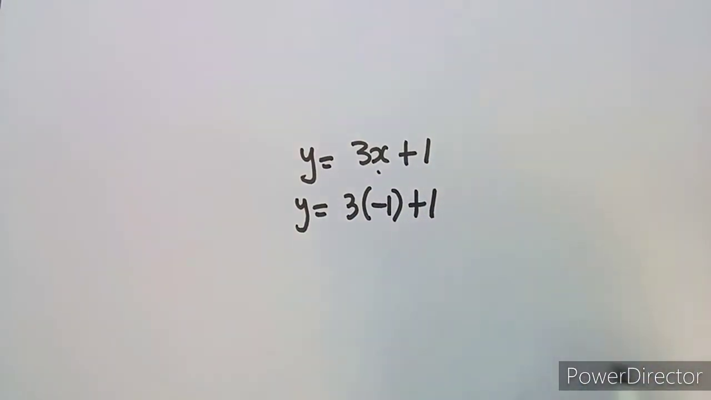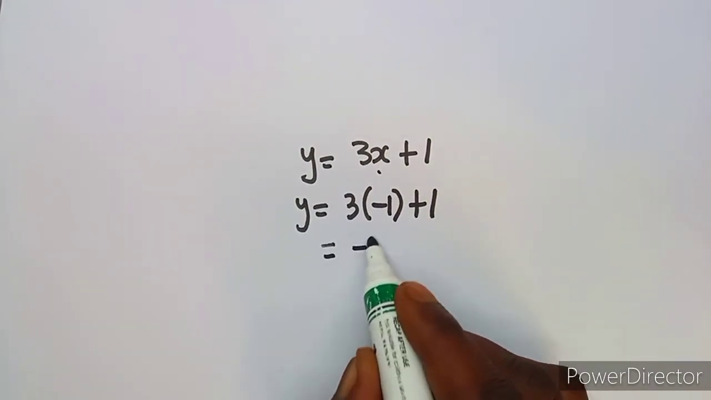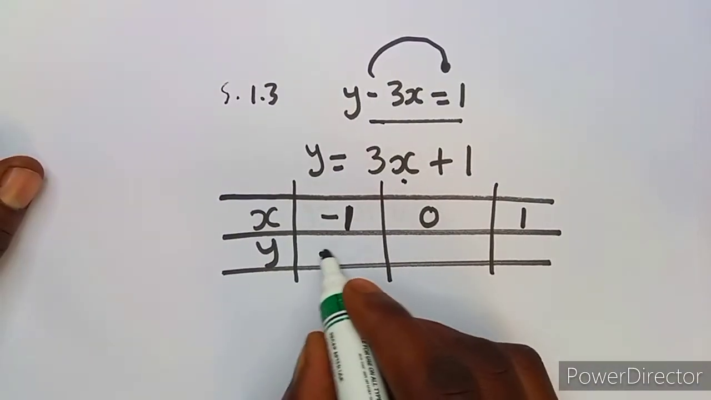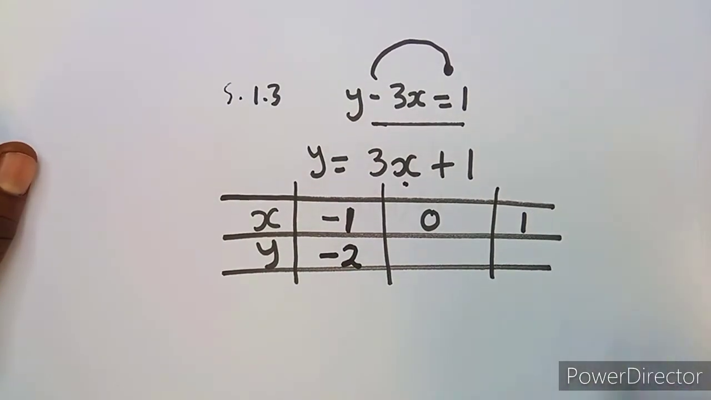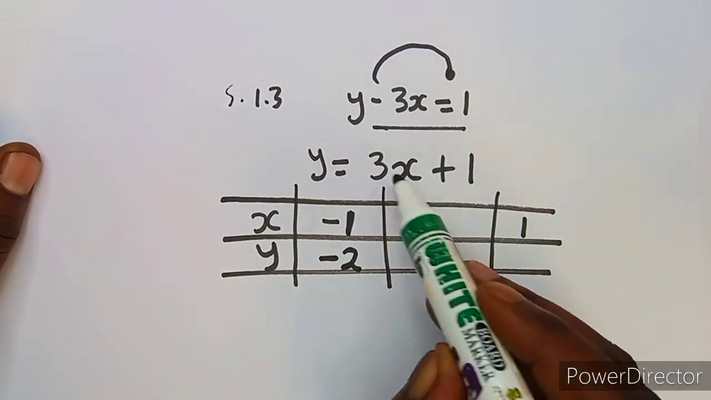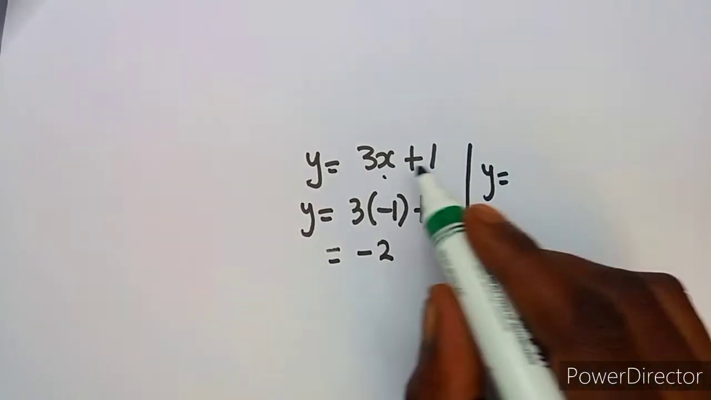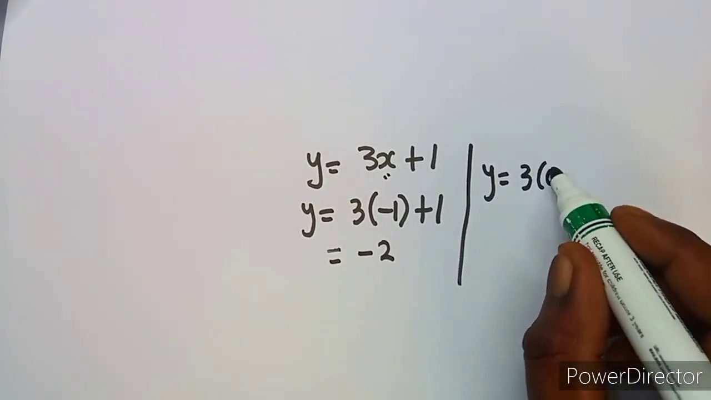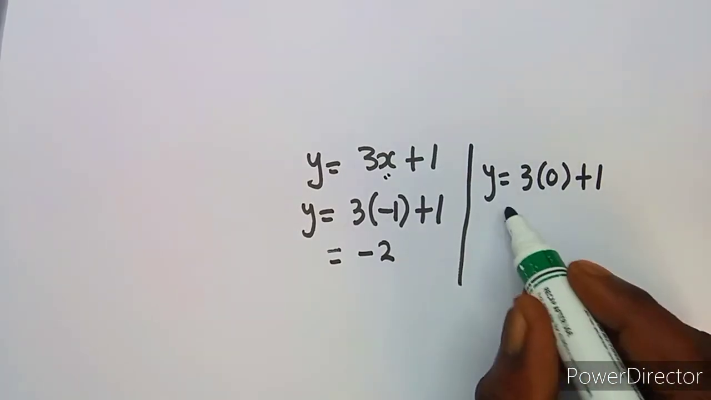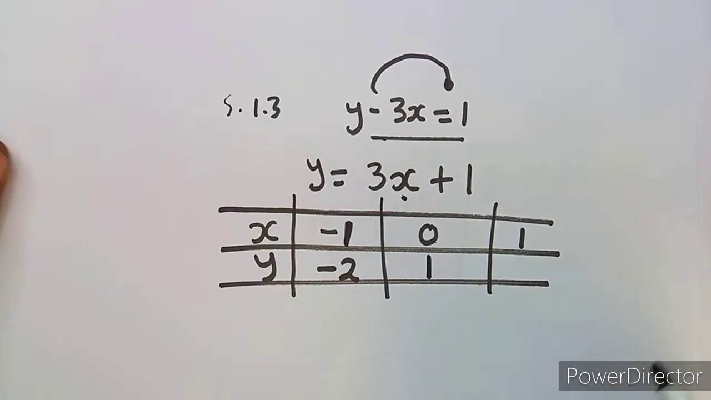Okay, so from your calculator you are going to obtain -2. If you do this properly, this is going to give you -2. When x is 0, you do the same, you substitute 0 here, so y is equal to 3 into 0 plus 1. So you're going to obtain a 1. If you use your calculator properly, this is going to give you a 1.